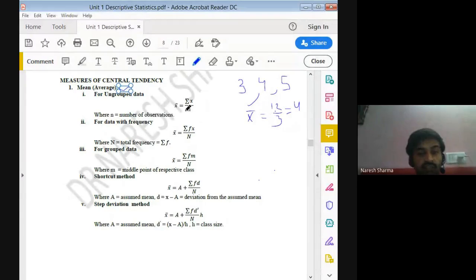So this is the formula. Your x bar is equal to summation x. Summation means the sum of all x, all quantities given to us, and the total number of observations is n.